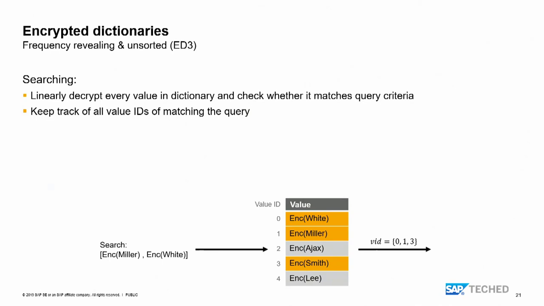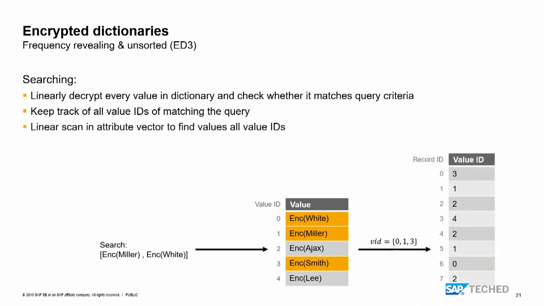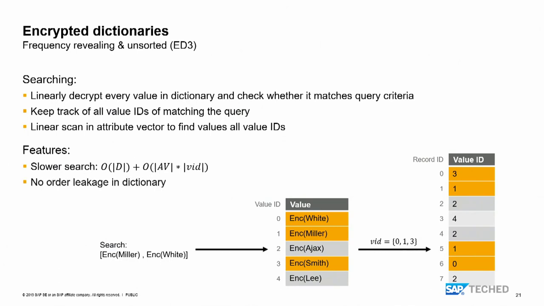It's a set 0, 1, and 3, which means for the attribute vector scan now, we have to look at every value and compare it to every value in the result set from the dictionary search. So for the first, is it 0, 1, 3, 0, 1, 3, 0, 1, 3, and so on. This takes considerably longer than the linear scan with just range comparisons before. So our search is slower. We have a linear dictionary scan, and this attribute vector scan now depends on the number of results of the dictionary scan. However, we don't have any order leakage anymore. The attacker does not know the order of the values in the dictionary.